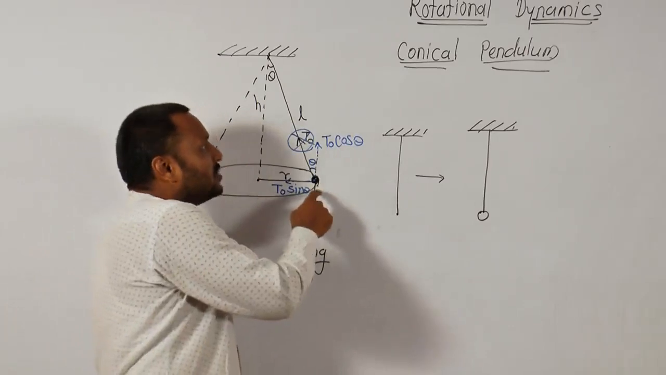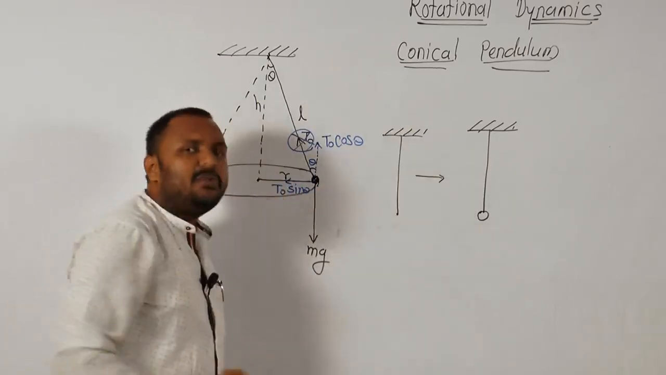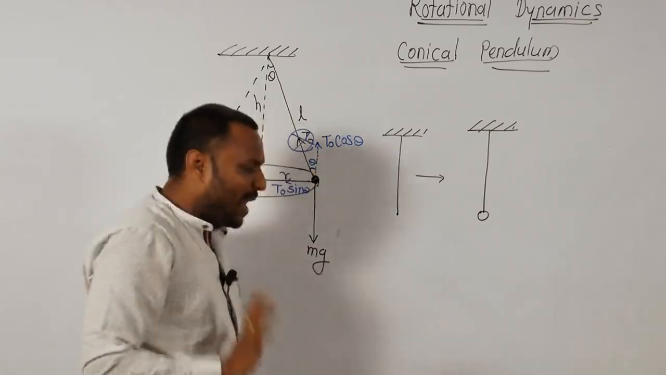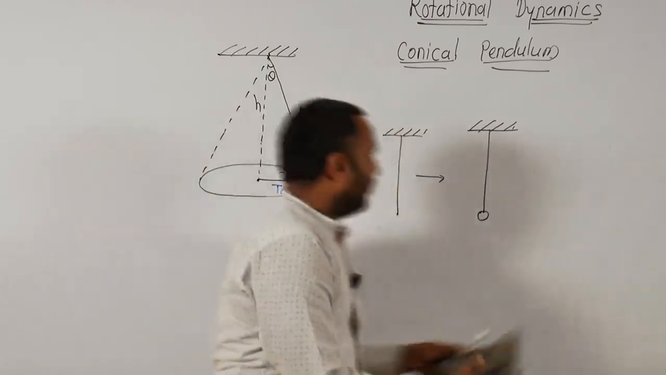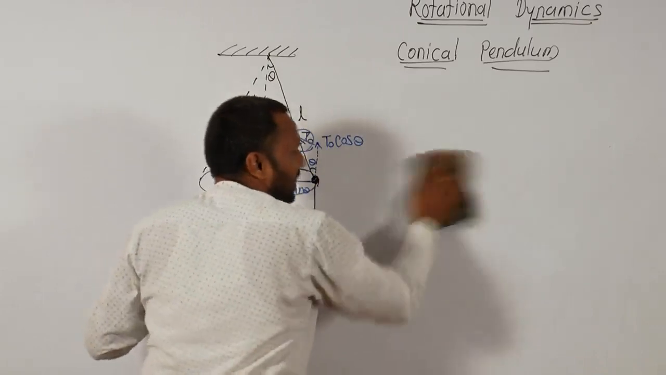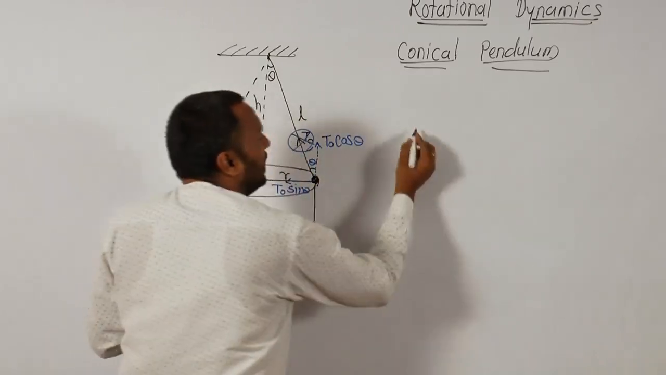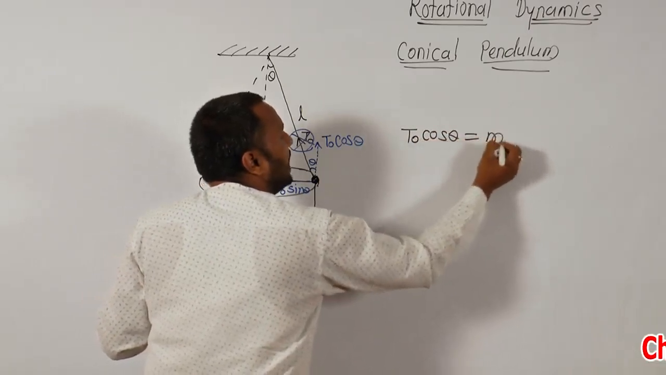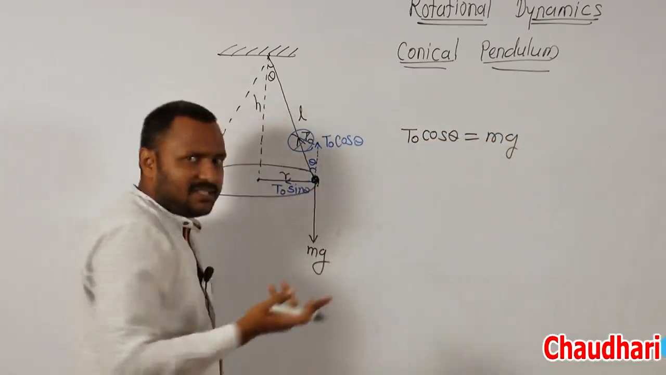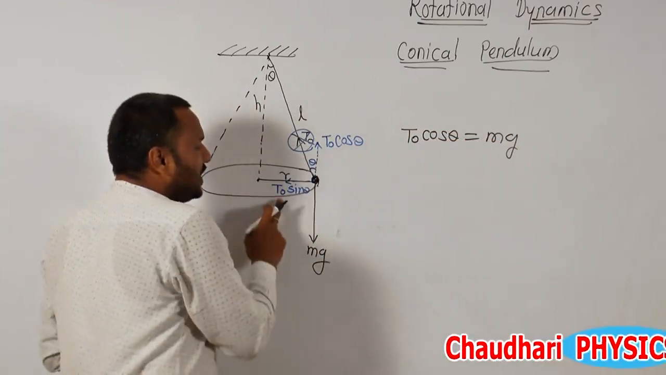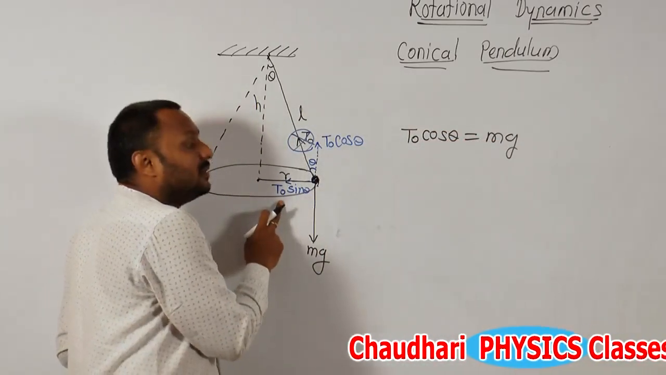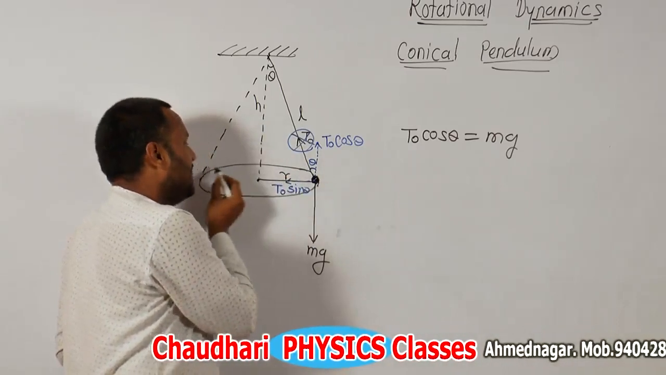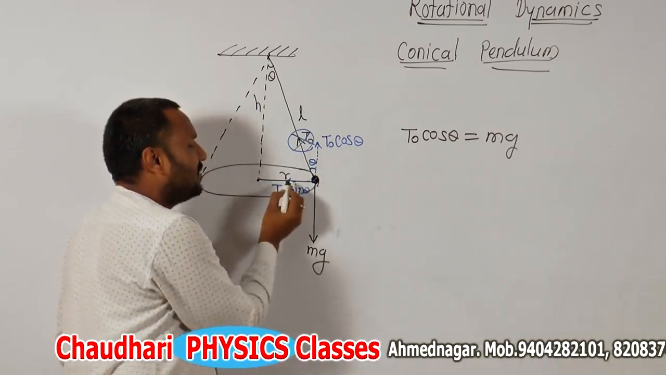The bob does not move in an upward or a downward direction, which means that the two forces balance each other. Here we write that the two forces, T0 cos theta and mg, are balanced. Another one is T0 sin theta, but there is no force balancing it, which means that due to it, the pendulum moves along a circular path.